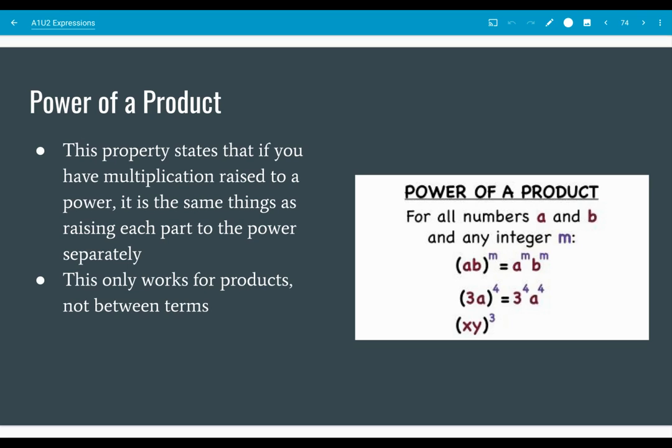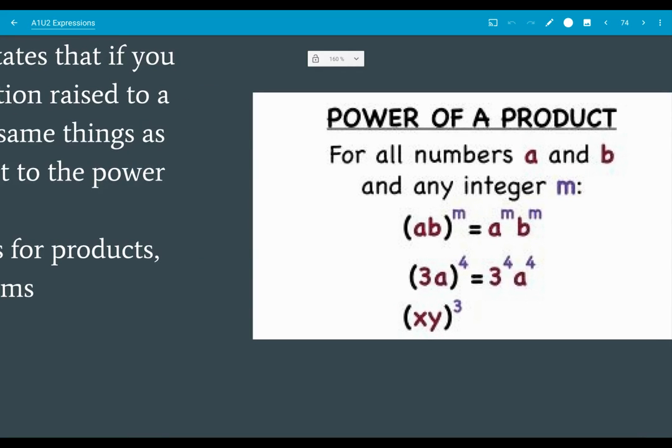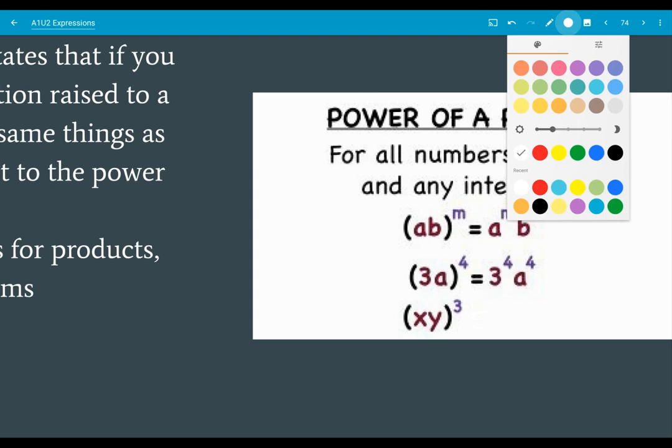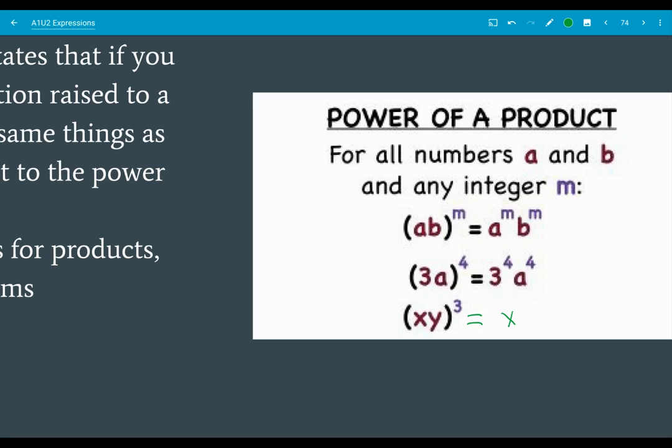So power of a product, okay, is if we have multiplication raised to a power, it's the same thing as raising each part of it to the same power. We saw that a little bit earlier when we were looking at the power of an exponent property. Okay, and again, this only works for products, not in between terms. So if we look at this last example, xy cubed, that is the same as saying x cubed times y cubed.